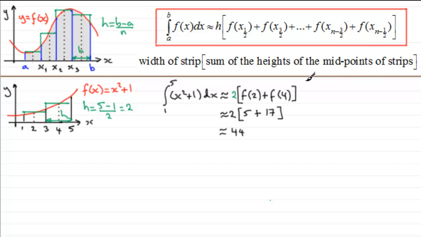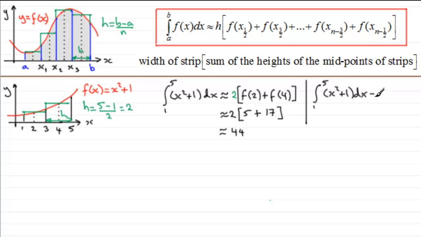Now, what would the exact value be? Okay, let's just work that out for the exact value. If we're working out the exact value, let's put the integral going from 1 to 5 of x squared plus 1 with respect to x.